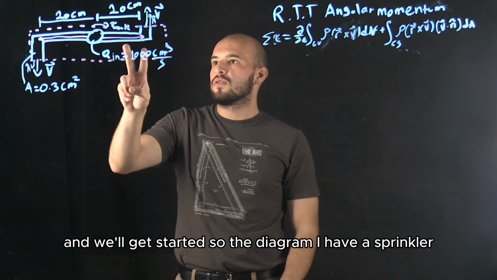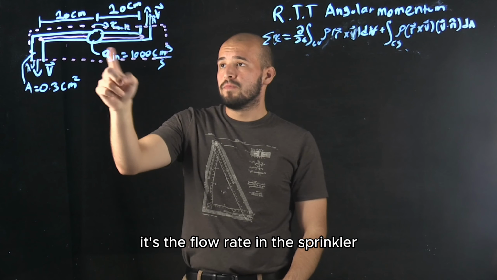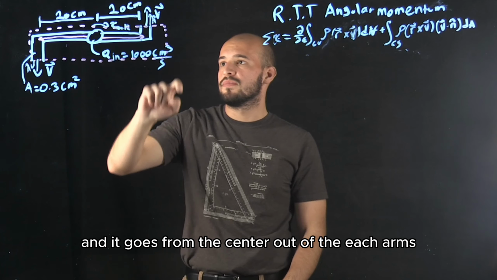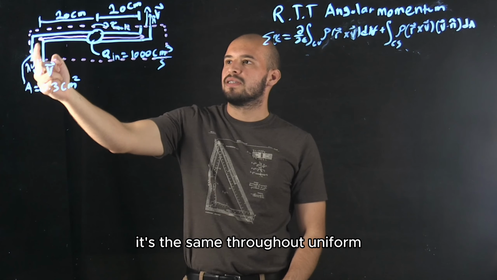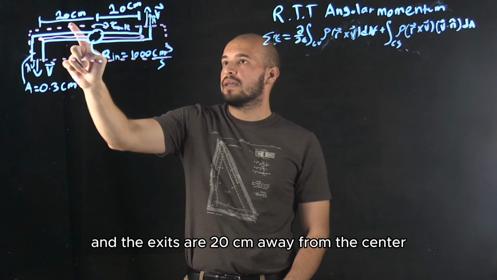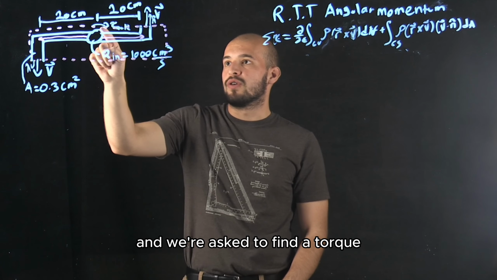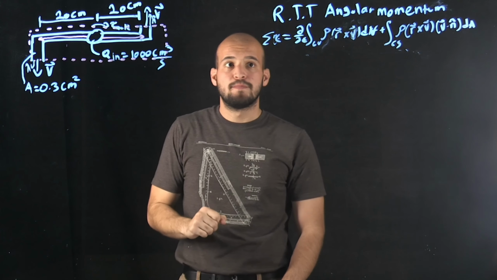So in the diagram, I have a sprinkler. The Q in is the flow rate into the sprinkler, and it goes from the center out to each of the arms. The area of the arm is 0.3 centimeters squared. It's the same throughout, it's uniform. The exits are 20 centimeters away from the center. We're asked to find the torque to hold the sprinkler in place.